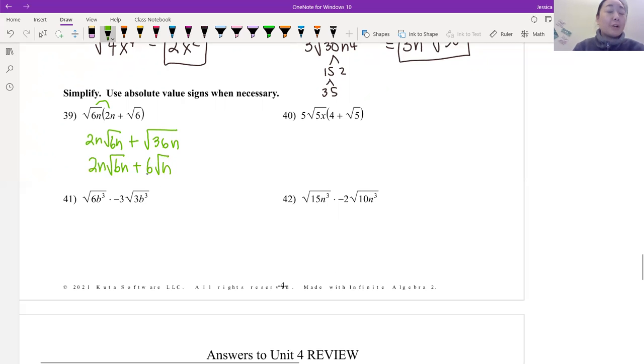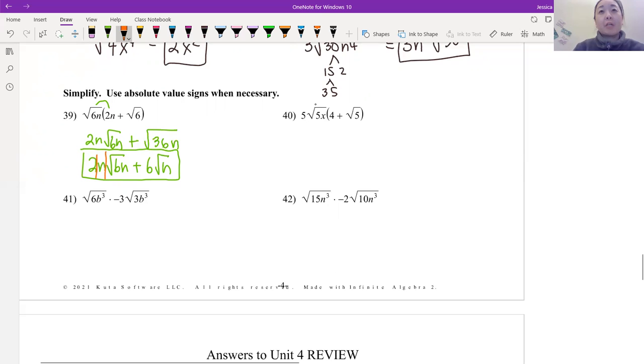And they're not like terms, so you just leave it like that. Do we need any absolute values? Because it says use absolute value signs when necessary. Yes, this n right here. Okay, and then right here.